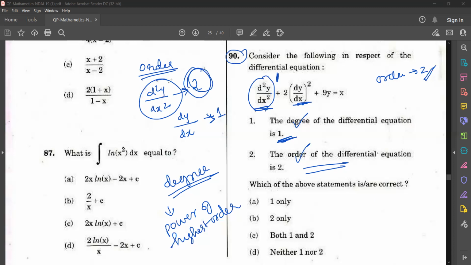Then degree means for the highest order, what is the power? So for the highest order, here power is 1. So degree is 1. So the answer is both 1 and 2. Correct answer is both 1 and 2. Both the statements are correct.